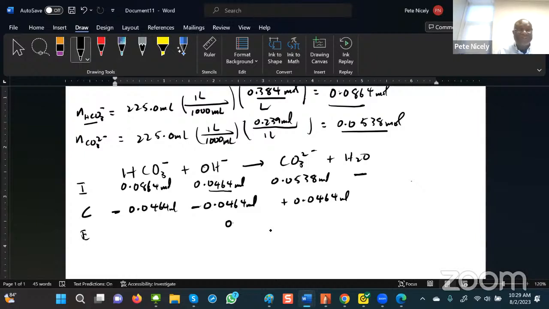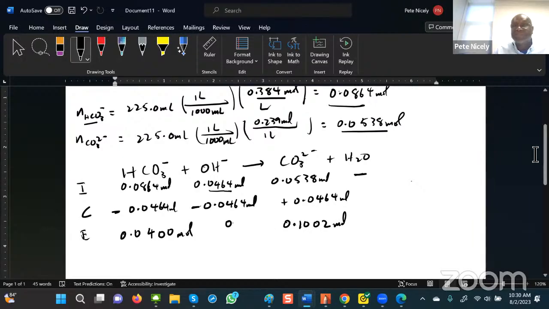So therefore, at the end of this reaction, this will be 0, of course, and then let me get my calculator here, and find what would be the amount of bicarbonate left, which would be 0.0864 minus 0.0464. And according to my calculations, this works out to be equal to 0.0400, so 2 more zeros, all right? And then over here, it will be 0.0538 plus 0.0464. And according to my calculation, this works out to be 0.1002, all right, moles. So these are the moles of bicarbonate and carbonate remaining at the end of this reaction.